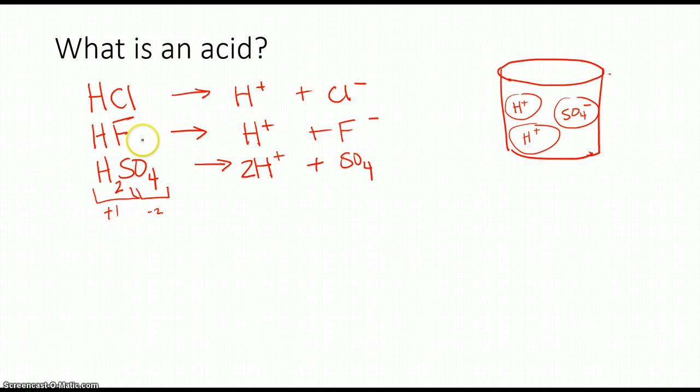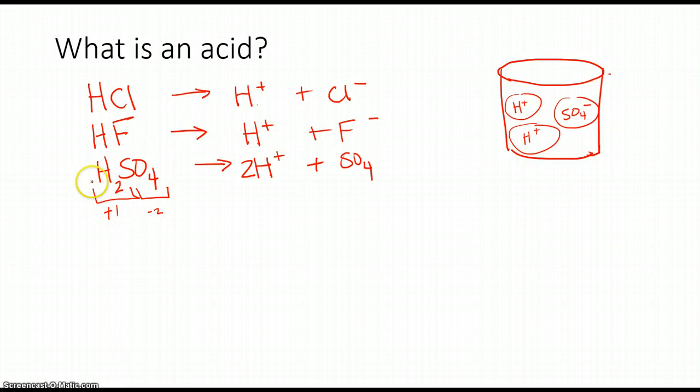But the key idea with an acid, particularly a strong acid, is that if you place this acid into water, it will separate itself into the hydrogen and chloride. This is very similar to the ionic compounds that we've worked with in the past. So, for example, hydrogen fluoride will separate itself into the hydrogen and the fluorine anion. So again, it acts like an ionic compound.